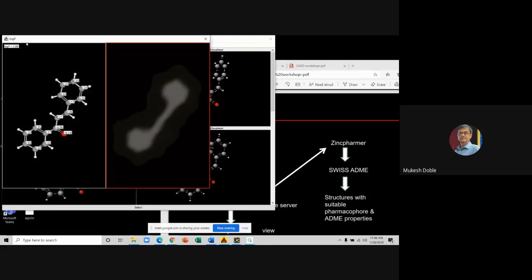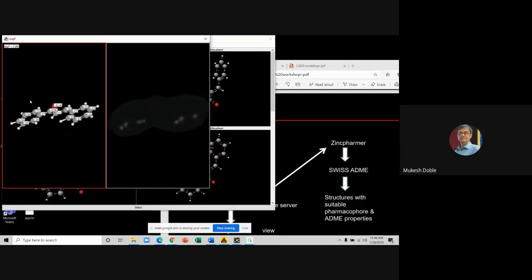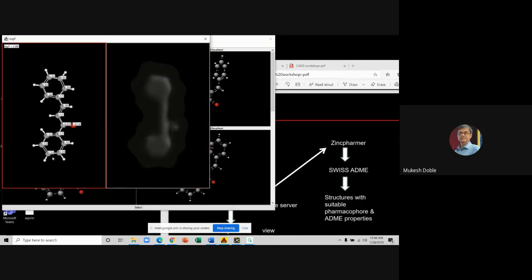Okay, so log P is 3.89. This log P calculation is based on the group contribution method. For each of the atoms it gives a log P, so there will be a database, then it adds up. Oxygen is there, so it's a negative log P because it's very hydrophilic. All the carbons have positive numbers, so it adds up and comes out. So this is the log P of the molecule. You understand?